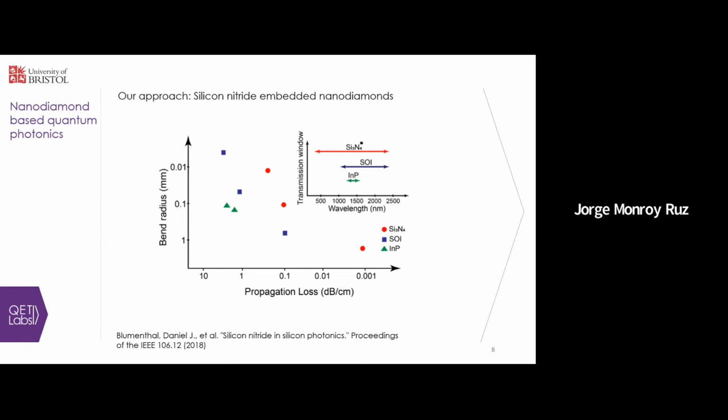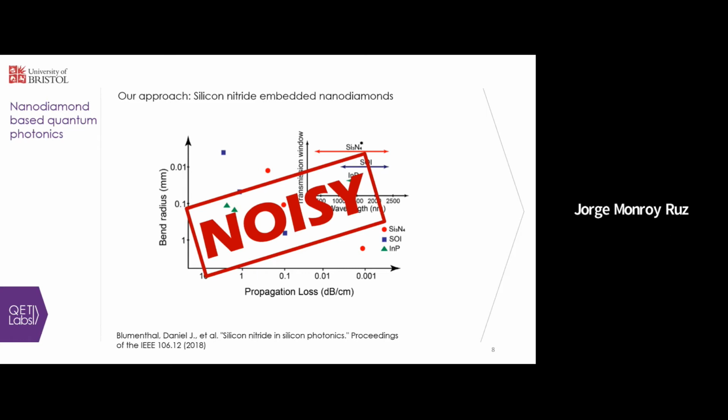However, there's a big issue with this. If you use stoichiometric silicon nitride, you would find it very noisy when you use green, blue, or yellow lasers. They will be exciting a lot of states in the silicon nitride, and its autofluorescence will create a lot of noise because it emits in the same band as the NV center. So that was the first problem we tried to tackle.